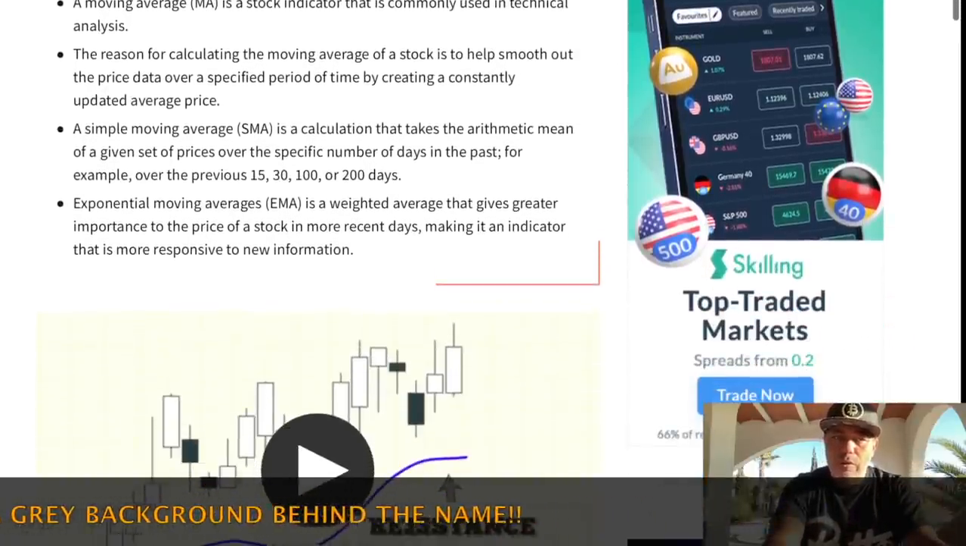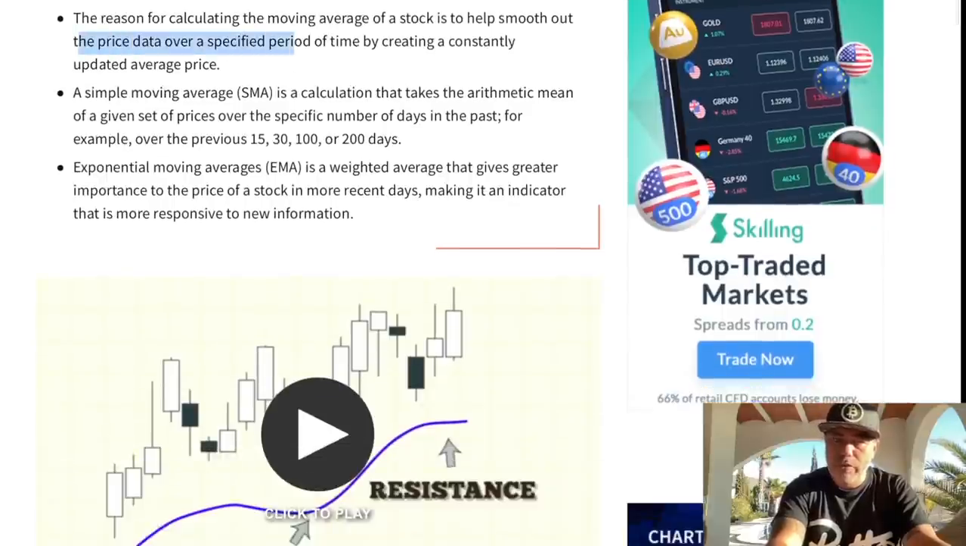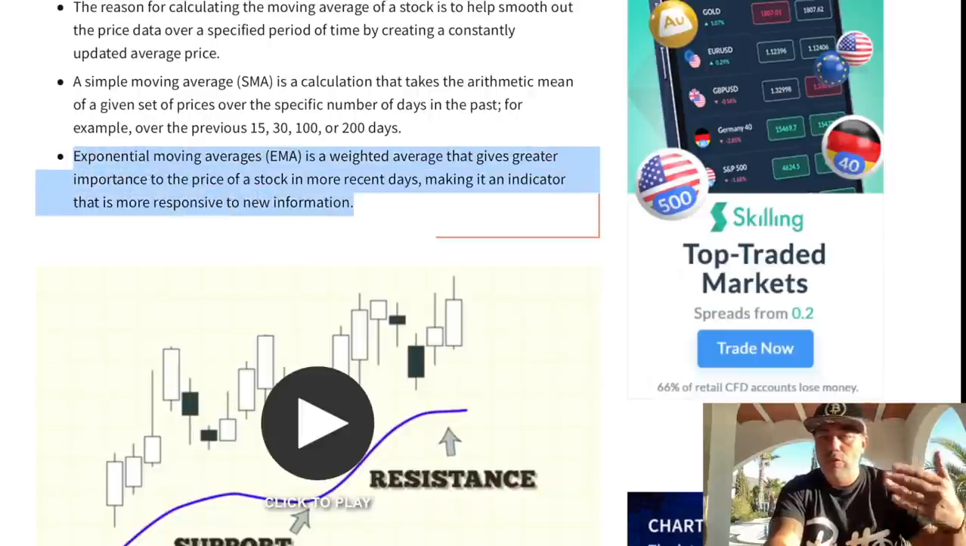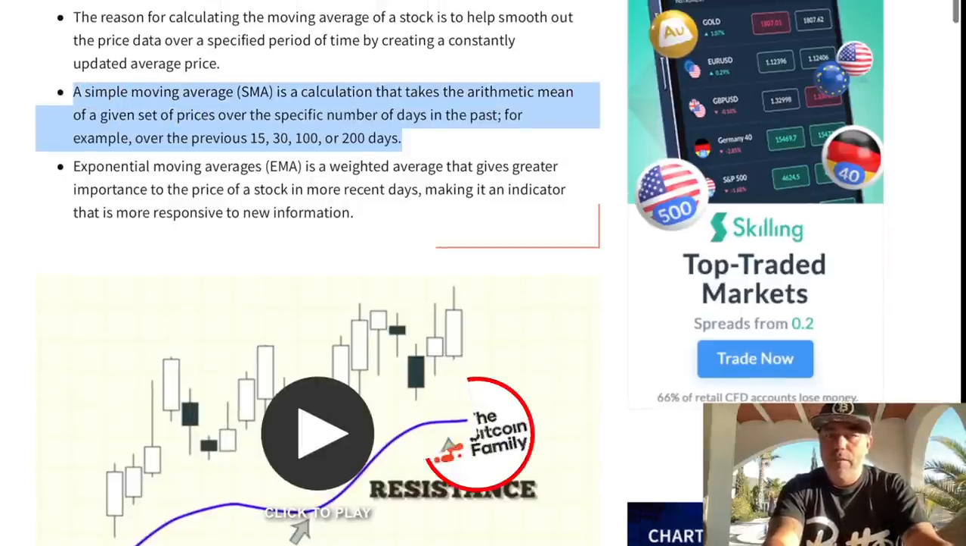What is the difference? A moving average is commonly used in technical analysis. The reason for calculating moving averages is to help smooth out the price data of a specific period of time by creating a constantly updated average price. The simple moving average is a calculation that takes the arithmetic mean of a given set of prices over a specific number of days in the past, for example, over the previous 15, 30, 100, 200 days. That's simple. The exponential, the EMA, is a weighted average that gives greater importance to the price in the more recent days, which makes it an indicator that's more responsive to new information. So the EMA is a little bit more responsive to new information, and the SMA gives a better average. Now, why do I do this?